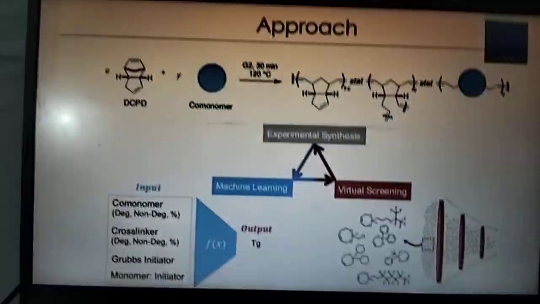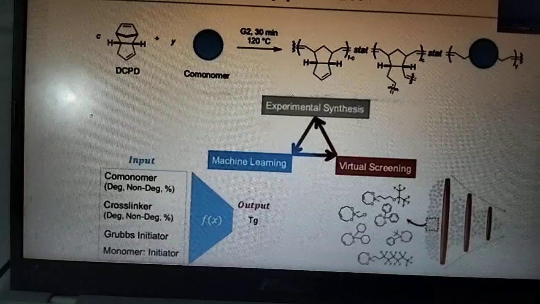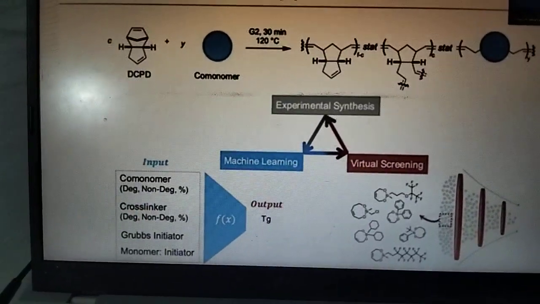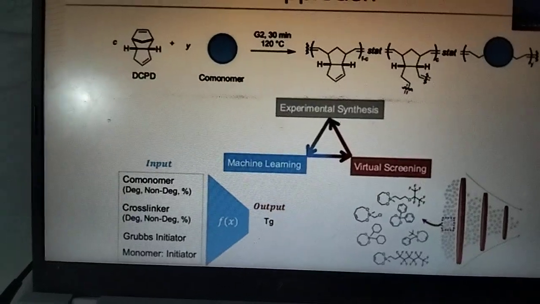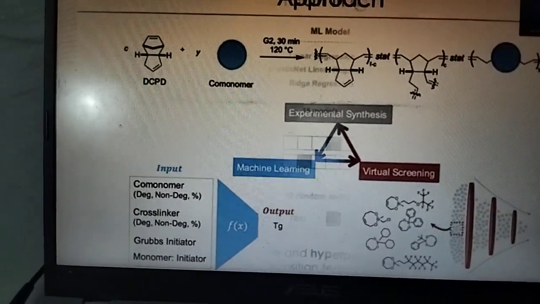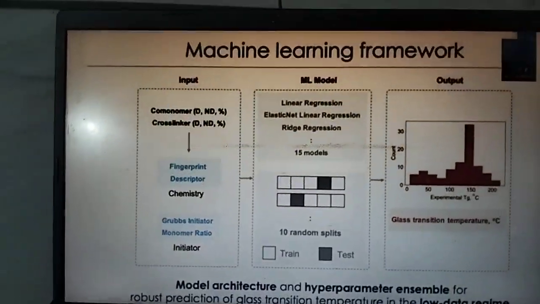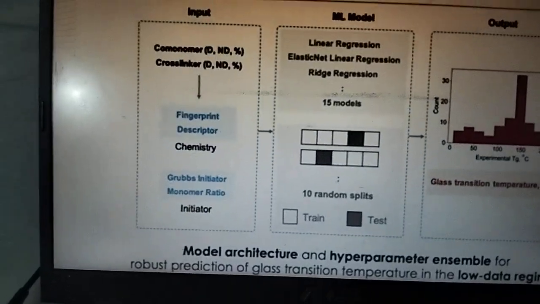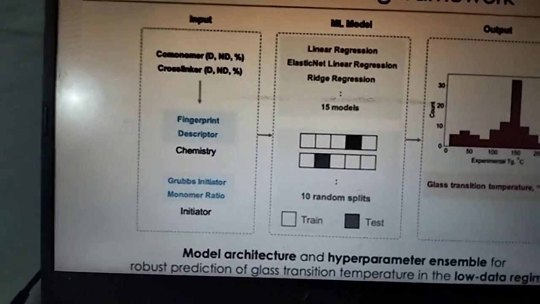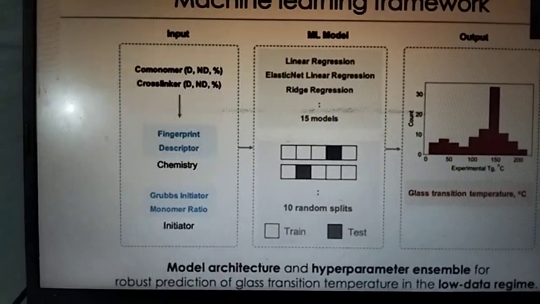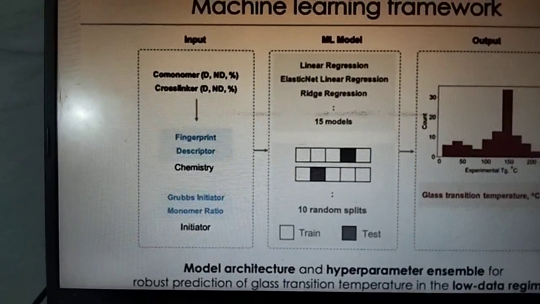So approaches. This is my approach, using input and machine learning algorithms. Experimental synthesis and virtual screening. This is my approach, and machine learning frameworks. This is my input data: monomers and cross-linkers, fingerprint descriptor chemistry. This is my one.